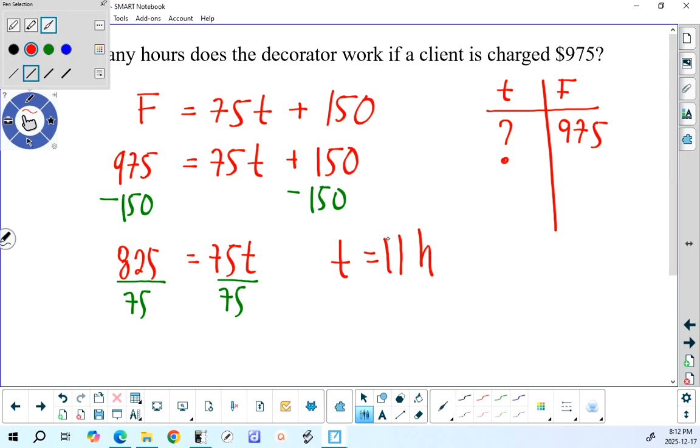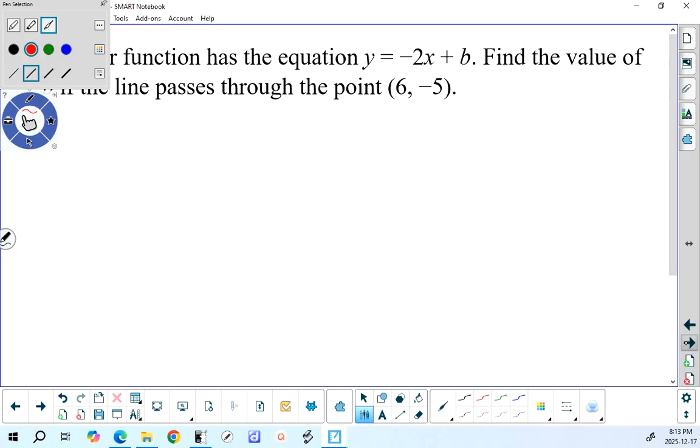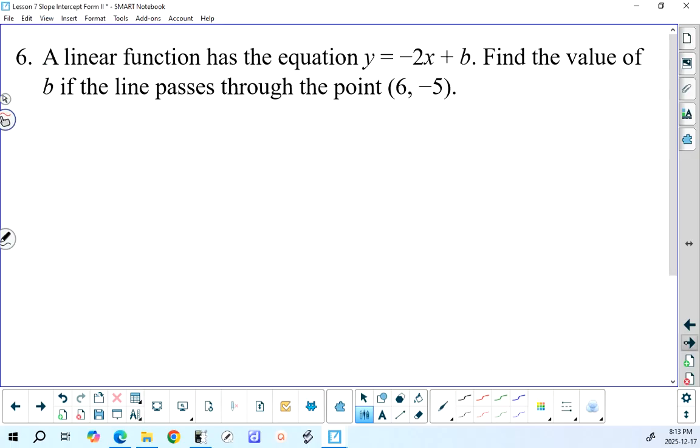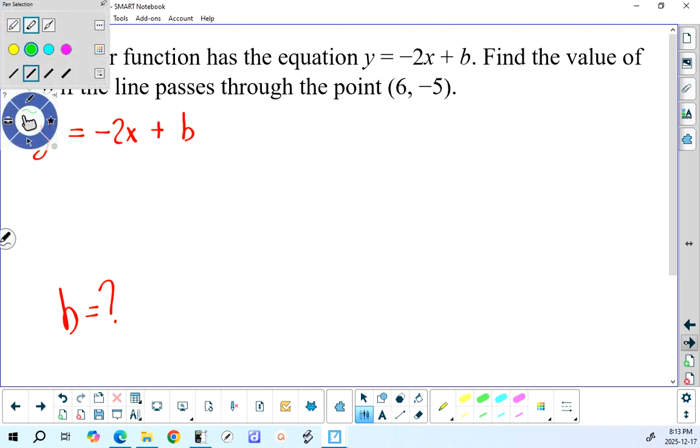We have a couple more quick questions, and they're all centered around the same thing we've been doing. I tell you that we have a linear function and the equation is y equals negative 2x plus b. The question is, what is the value of b? Well, b is a missing parameter, and the only way you're going to find b is if you have numbers to put in for the variables.